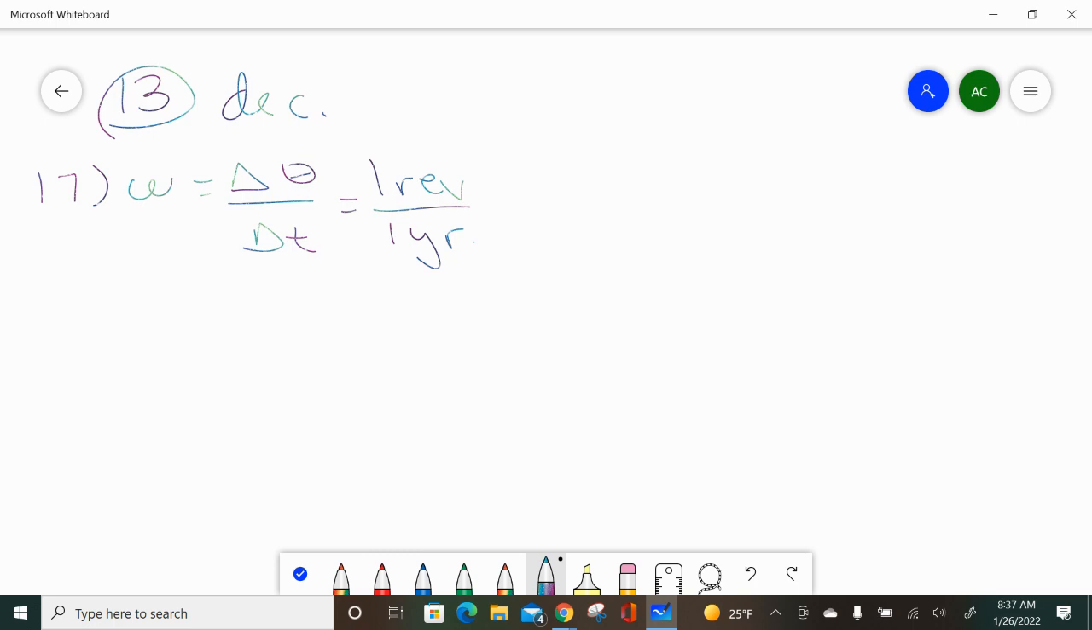Revolutions per year. How many radians are in one revolution? I think we have that at the very beginning. Yeah, right. One revolution is 2 pi radians. 2 pi radians on the top, one revolution on the bottom, and then you'll go from years to weeks. You look in the very beginning.